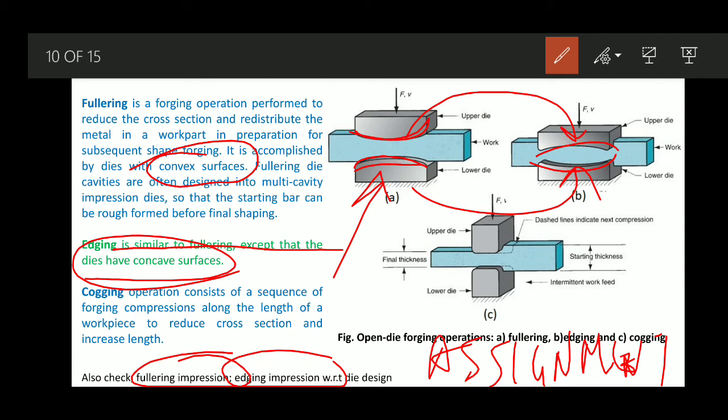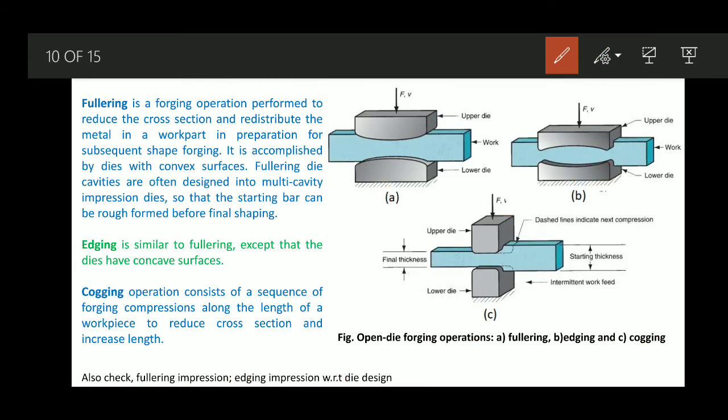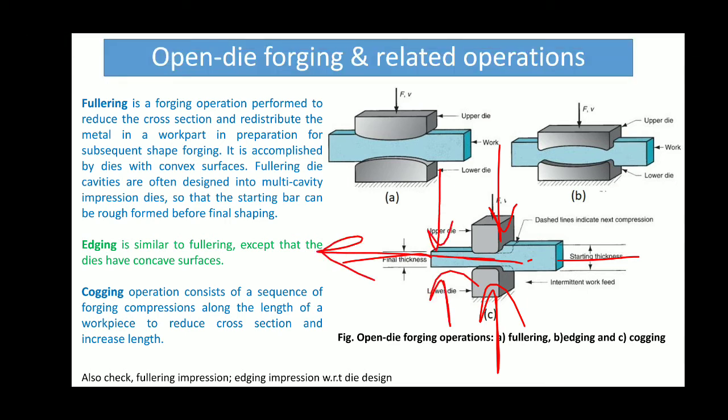Now what is the cogging operation? It consists of a sequence of forging compressions along the length of a workpiece to reduce the cross section and increase length. We have already discussed drawing out and cogging operations. In the cogging operation, we apply the force perpendicular to the length axis, and during that course the length will increase and the cross section will decrease. Those things we have already discussed, so here it is being shown. Similarly we can have a drawing out operation, where the cross section will reduce, drawing out or cogging. And we have already discussed upsetting.